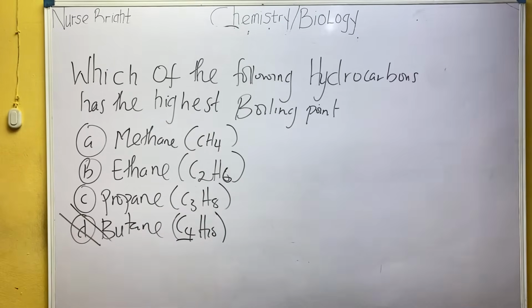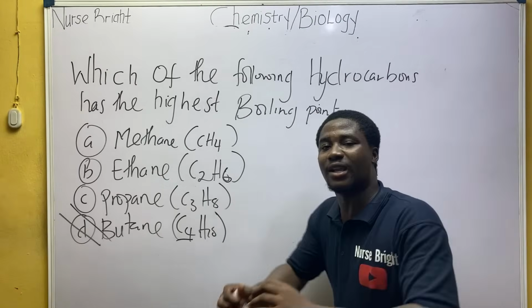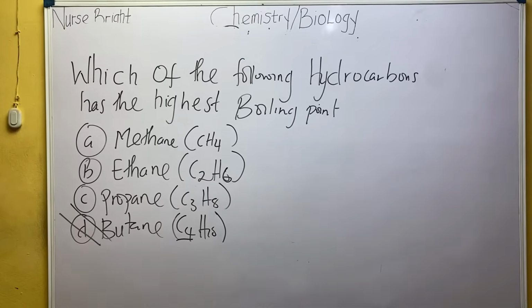You can see that boiling point increases based on molecular weight, or the number of carbon chains, classically. The one that has the highest boiling point will be the one that has the highest carbon. Butane here has the highest carbon. It's very, very easy, it's not hard at all. So that is for that.